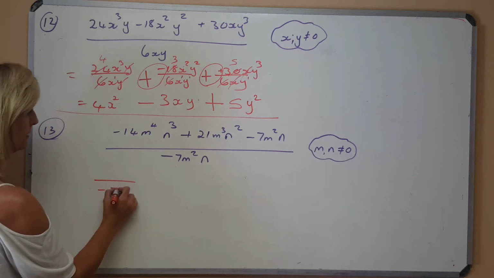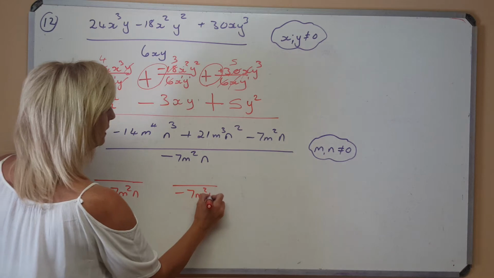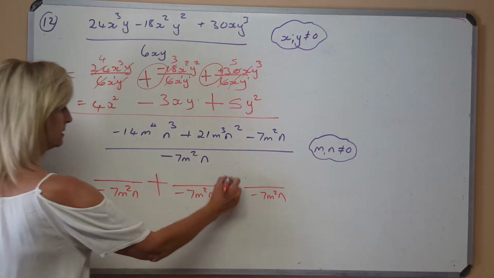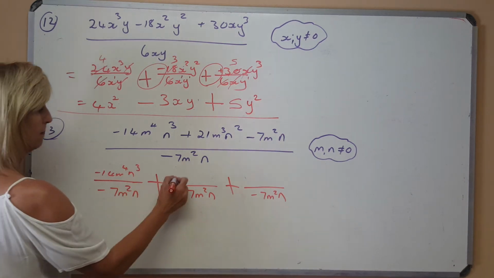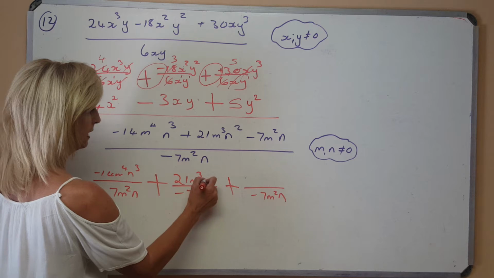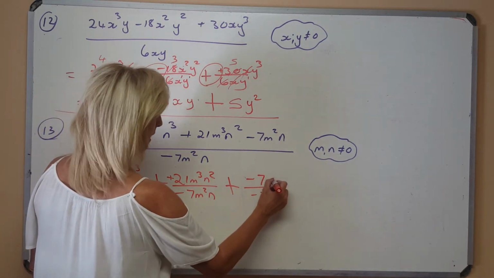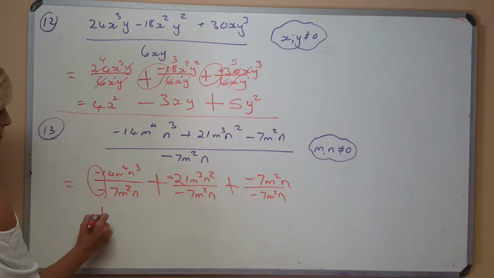Laaste enetjie wat jy vir huiswerk gehad het, elkeen staan op minus 7n kwadraat n. Met 'n plus tussenin, en hier staan minus 14m4n3 plus 21m3n2. You can put the plus there, you don't have to. Minus, you have to put there, so dat jy kan sien, hierdie teken gaan 'n plus wees.